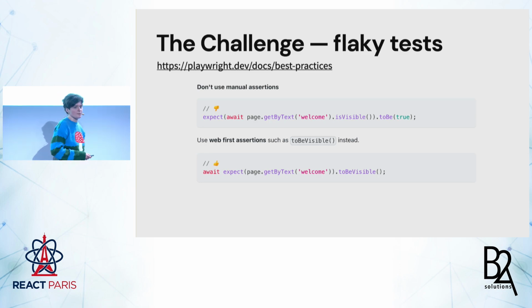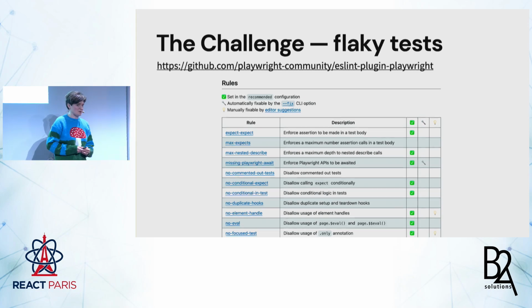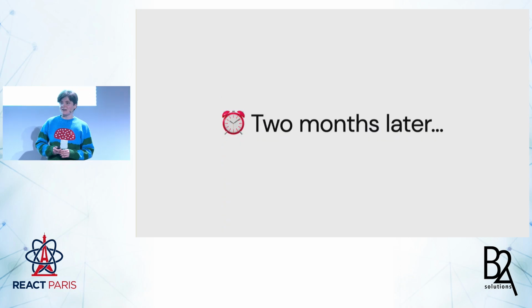Luckily, the solution is simple. We installed ESLint plugin Playwright, and it helped us fix all the issues and also learn what was the right way to use Playwright. With that, we continued writing our tests, and 2 months into the project, we realized we're behind schedule. So we had to ask our colleagues from other teams for help.